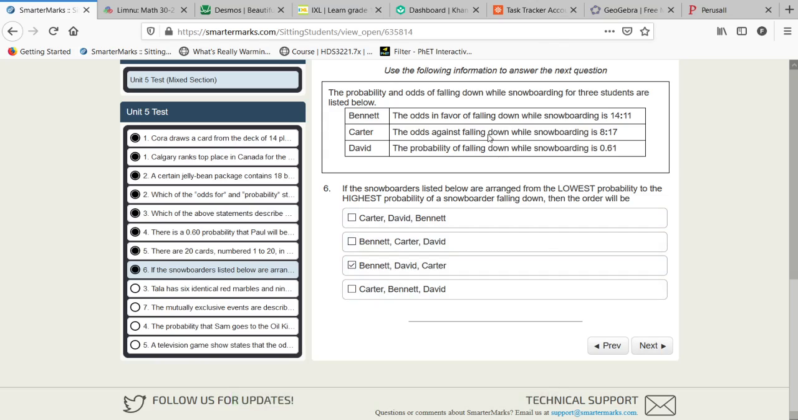So are there any questions about this one? So we mostly need some careful reading to see that we have the odds against in there as well.